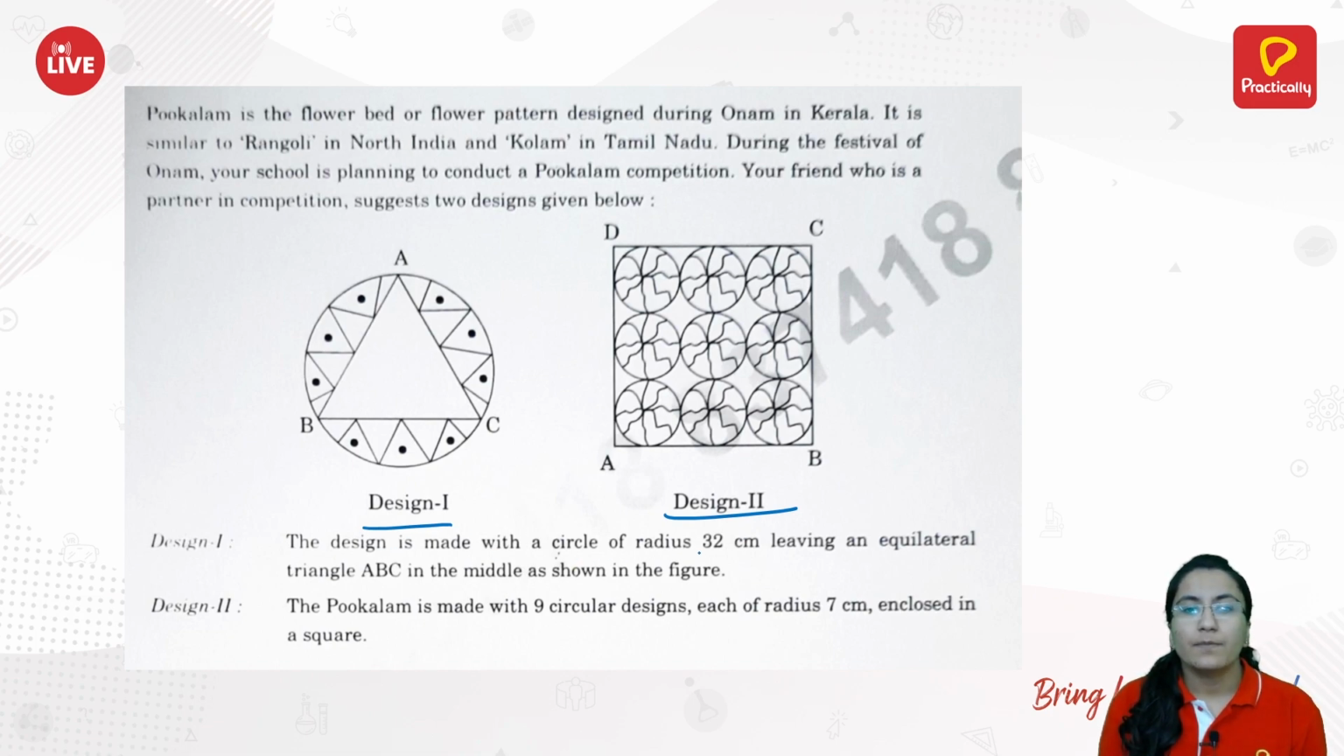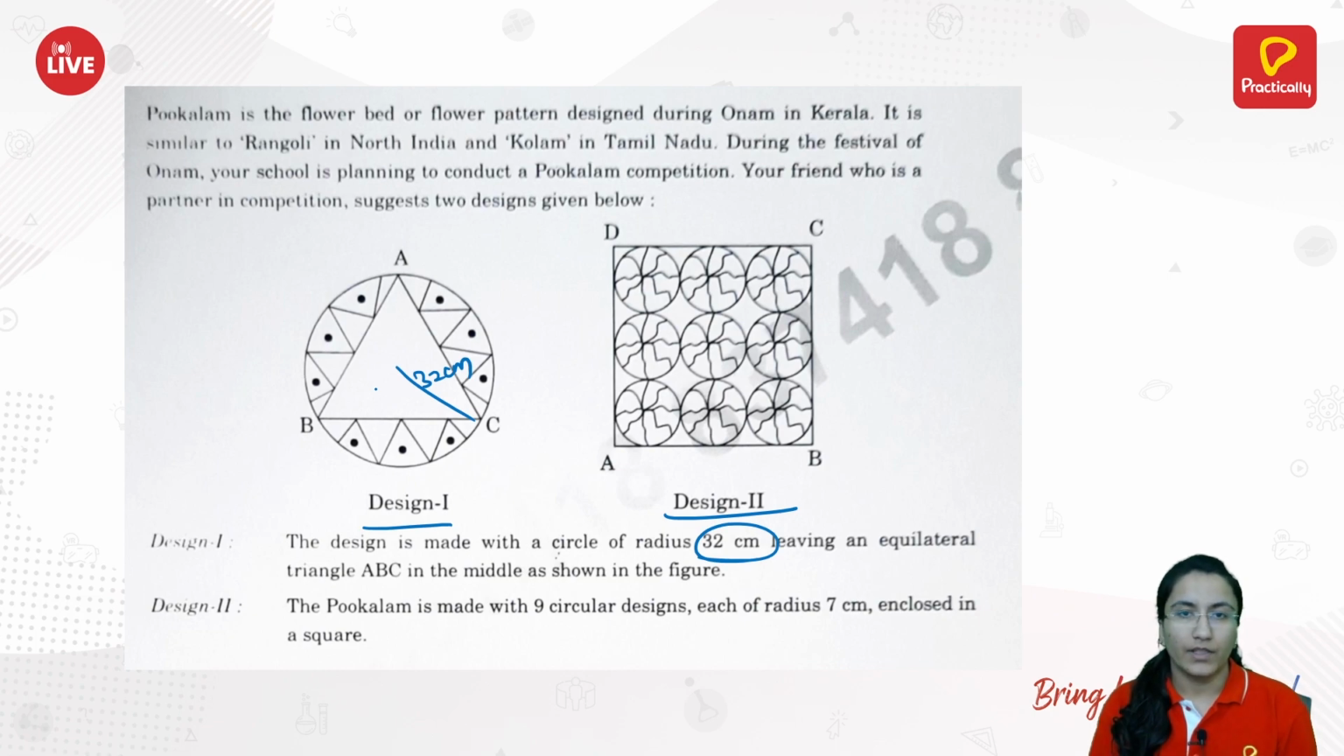Design 1 is made up of a circle of radius 32 centimeter, leaving an equilateral triangle in the middle as shown in the figure. The Pukamal is made with this one.